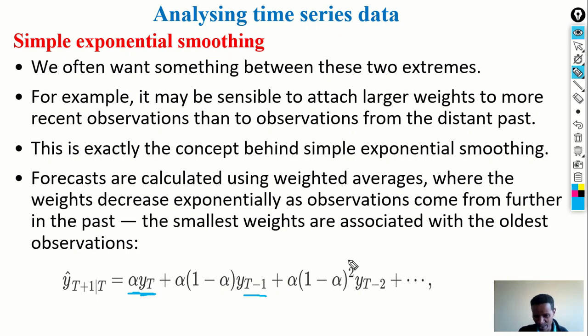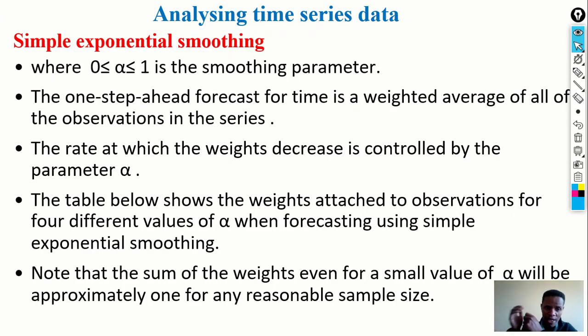By squaring, the weight given to the oldest observations gets less and less. So this alpha, the smoothing constant, will always be between 0 and 1. The one step ahead forecast is a weighted average of all of the observations in the series. So all observations will be given a weight, but the rate at which the weight decreases is controlled by the parameter alpha.